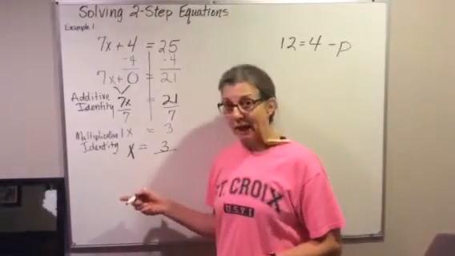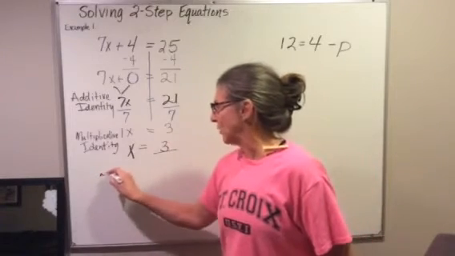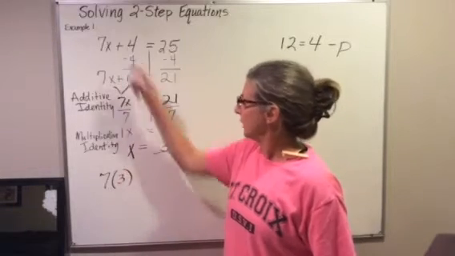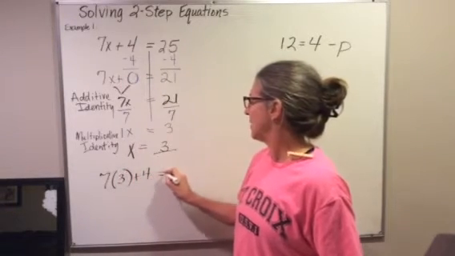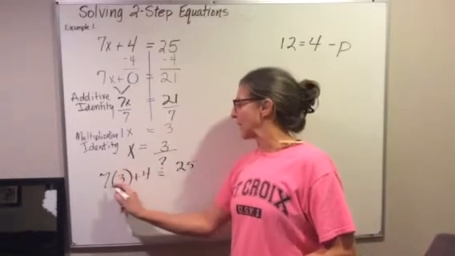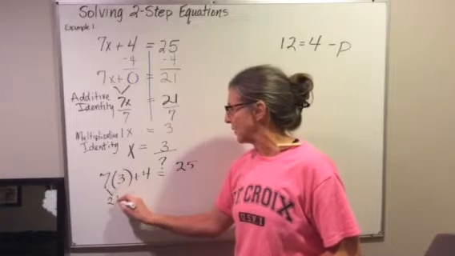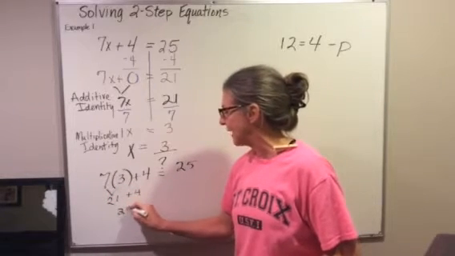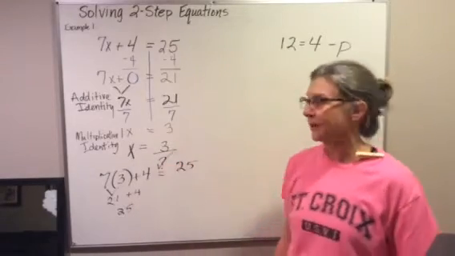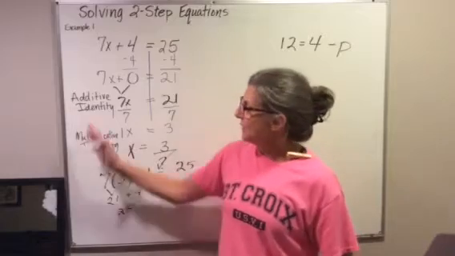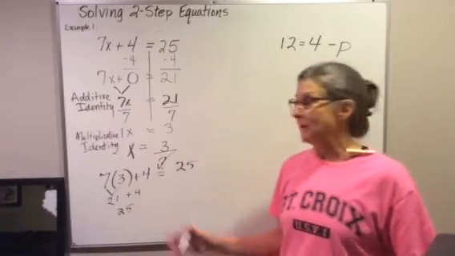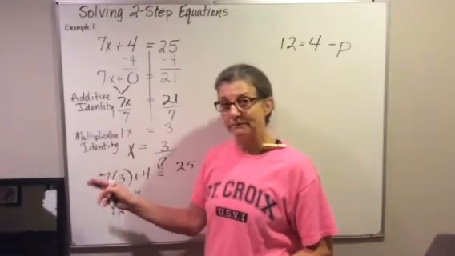And then if we go back and check it, we say 7 times x. Well, we're going to put in 3 for x, plus 4. We want to know, does that really equal 25? So we're going to do the order of operations. So multiply first, 21 plus 4. Yep, that's 25. So we say yes, we have 25 on both sides, so that checks. You need to know that these identities are important to solving equations because that's how we're getting the variable alone.